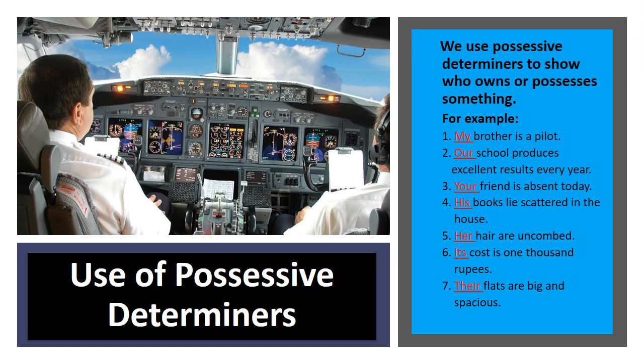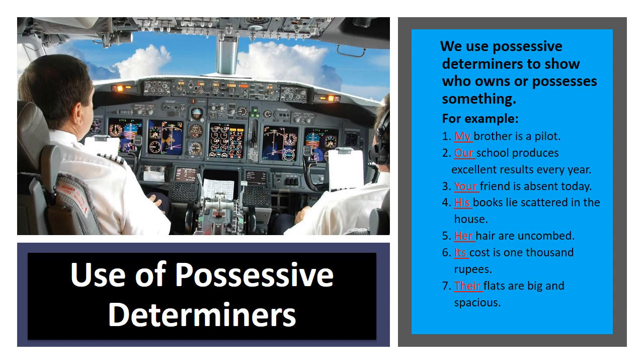Use of possessive determiners. We use possessive determiners to show who owns or possesses something. For example, my brother is a pilot. Whose brother? My brother. Our school produces excellent results every year.